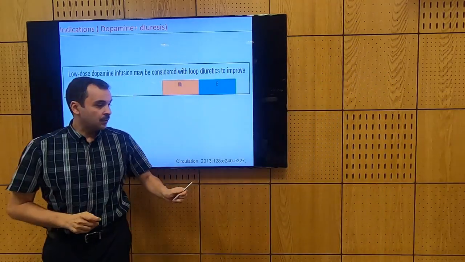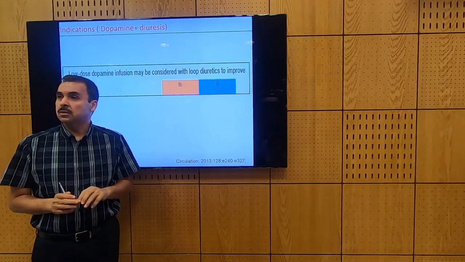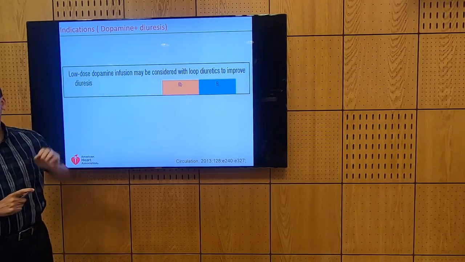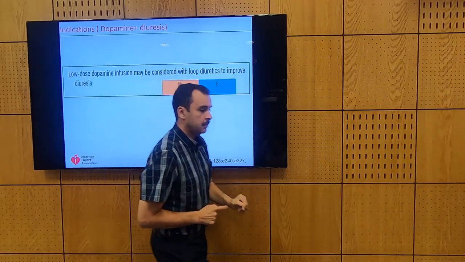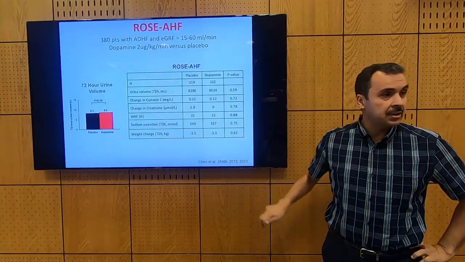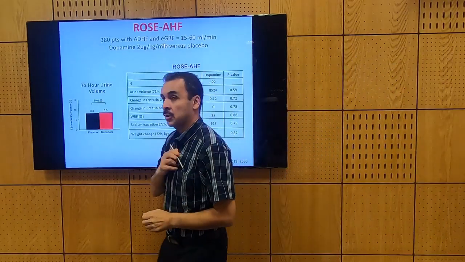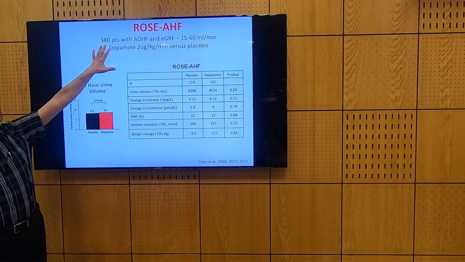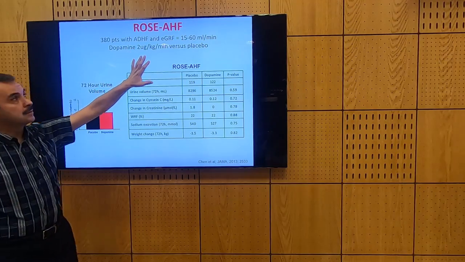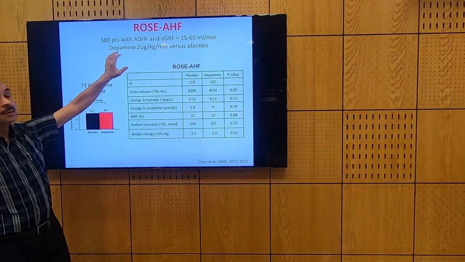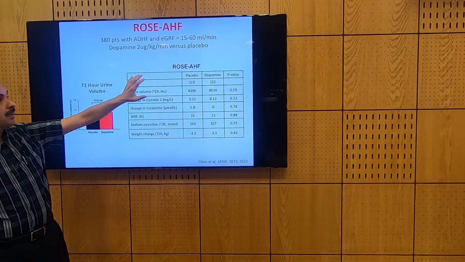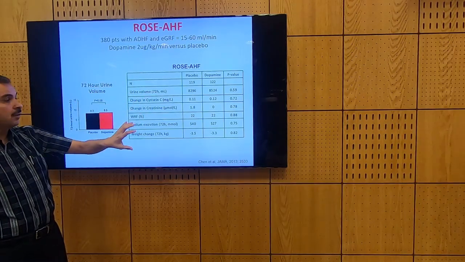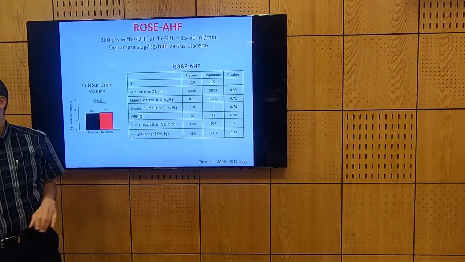The American guidelines in 2013 gave class 2B, so you may consider the use of low-dose dopamine to improve diuresis. However, in the same year, we had the result of the ROSE acute heart failure trial that tested this hypothesis. 400 patients with acute decompensated heart failure and impaired kidney function were given dopamine, and they followed the impact of the use of dopamine renal dose on the urine volume, the change in renal function and sodium excretion, and the change in weight.